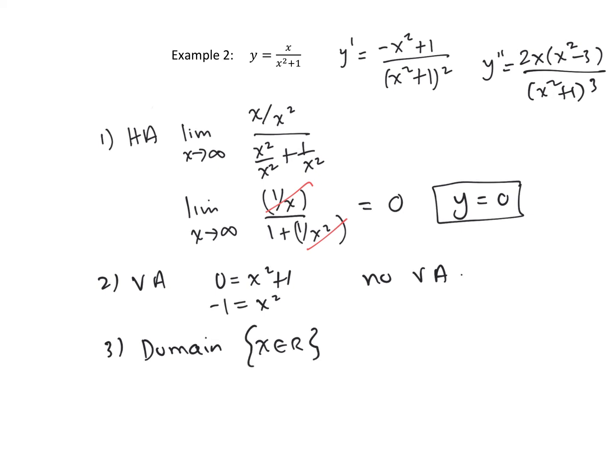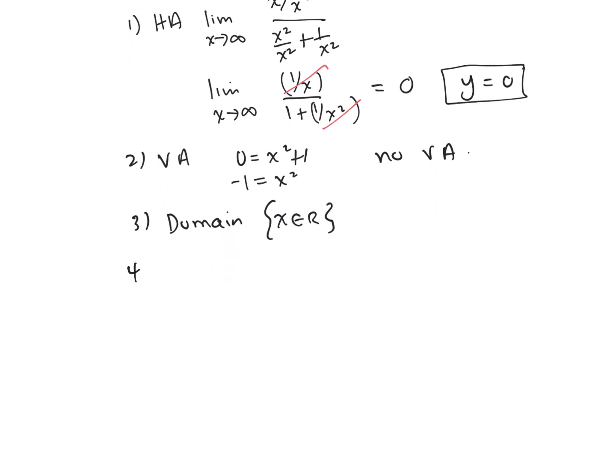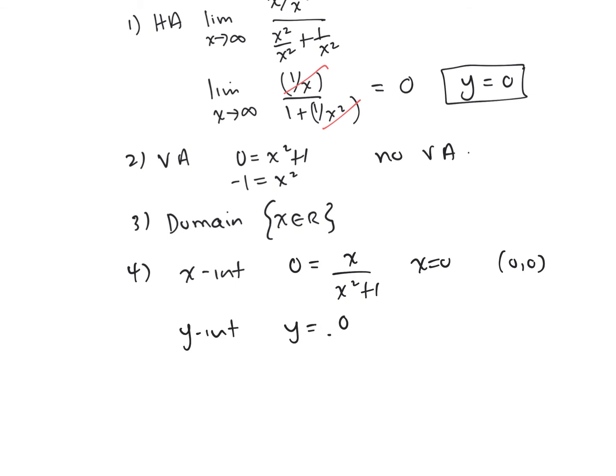I want to find my x and y intercepts. The x-intercept is when y equals 0. So x equals 0, so 0, 0. And my y-intercept is when x is 0, and so y is also 0. So my x and y-intercept are both at 0, 0.